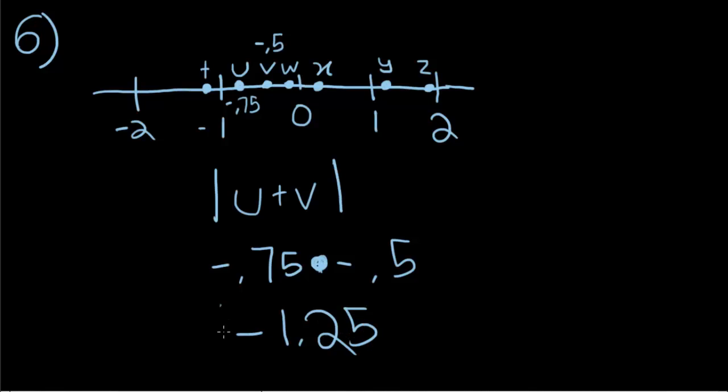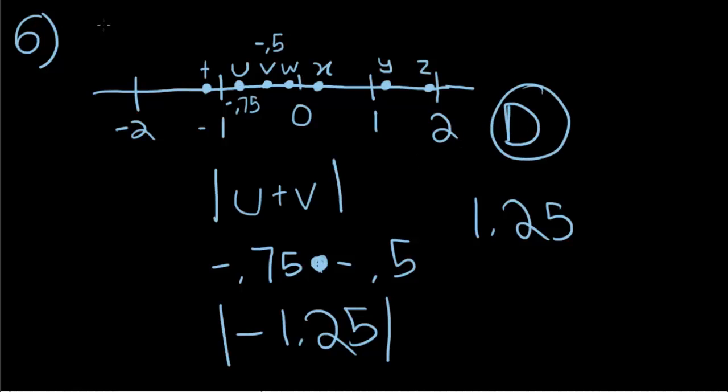-1.25. Now we want the absolute value of this, which is equal to 1.25. Now we need to know which point is approximately equal to positive 1.25, and that looks like Y, as it's close to 1 and it's after 1 on the number line. And Z is much closer to 2 to be considered 1.25 than Y. So the correct answer in this case is choice D.